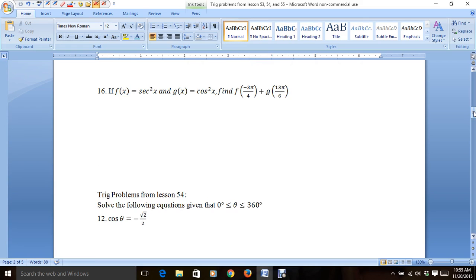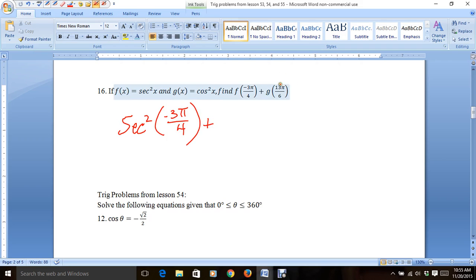Here we've got another one like that, where we're going to evaluate these functions at these values. So if f of x is secant squared x, f of negative 3 pi over 4 is secant squared negative 3 pi over 4. And then we're going to add g of 13 pi over 6. So that is going to be cosine squared 13 pi over 6. So we're just going to evaluate these trig functions at those places.